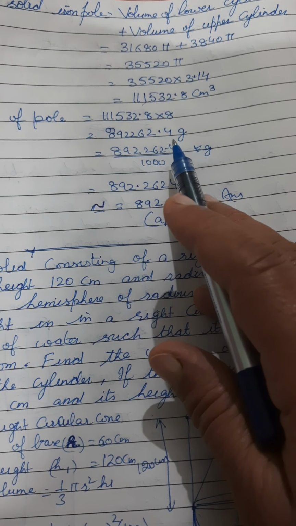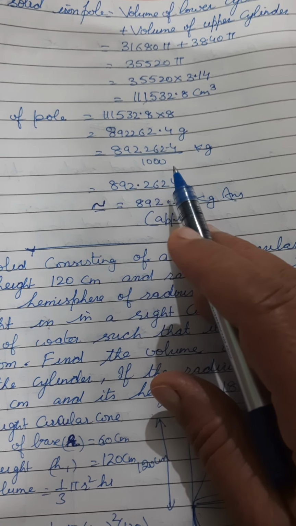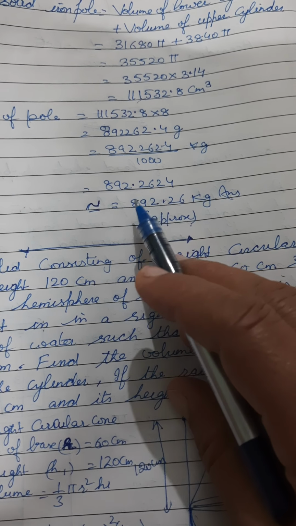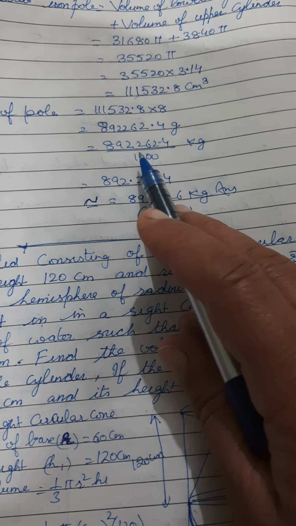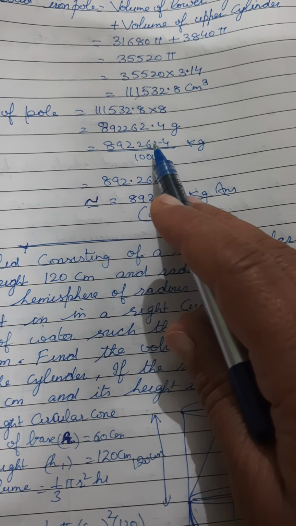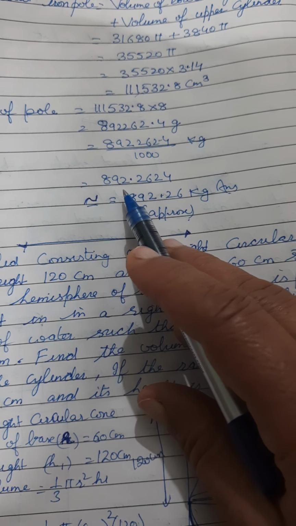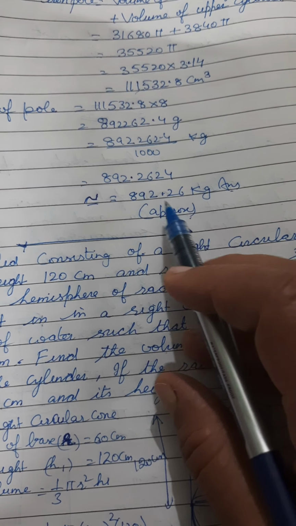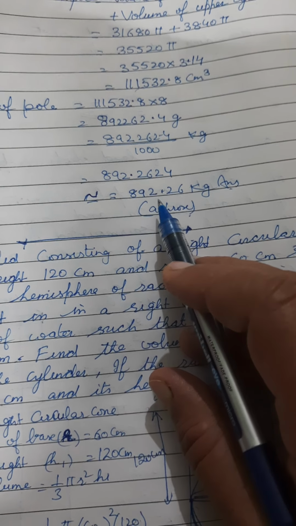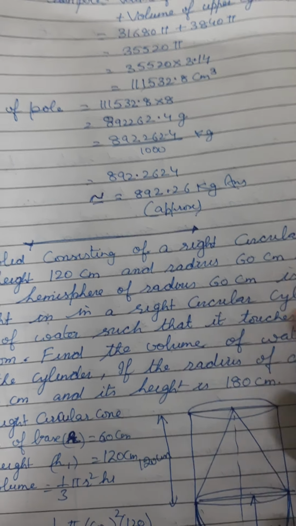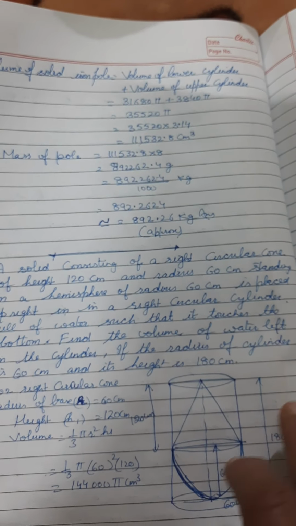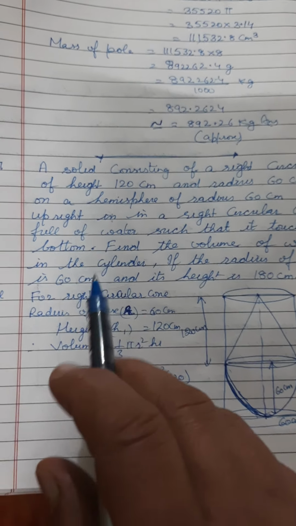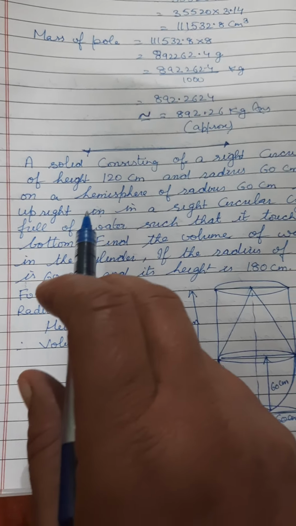Now these grams are to be converted into kilograms. For that we will divide this whole by 1000, because 1 kilogram is equal to 1000 grams. Now because there are 3 zeros, we count 1 2 3, and we get 892.2624 kilograms. It is approximately equal to 892.26 kilogram. That is the answer for this. Then we come to the next question, question number 7.